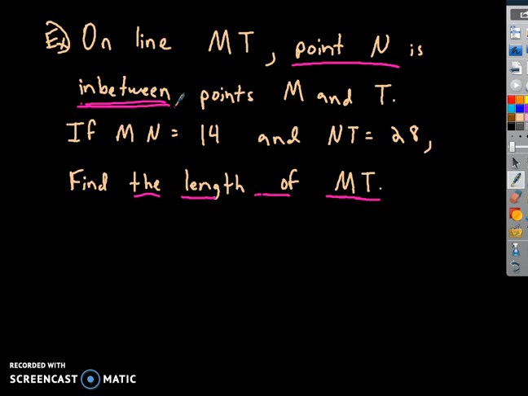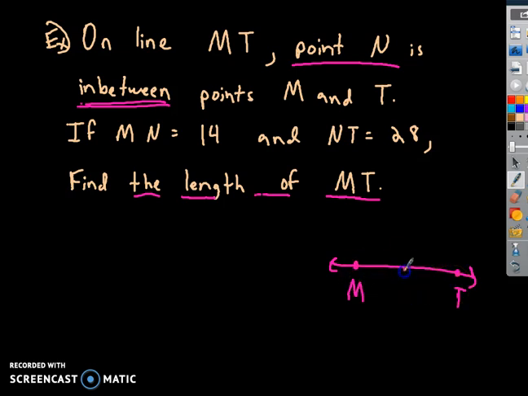So if I drew a picture of that, I got a line, so I do two arrows on the end. That line is named MT. And they said the point N is in between there. So I know N can't be over here, because over here it wouldn't be in between points M and T. It couldn't be over here either, because then it still wouldn't be in between points M and T. So I know it has to be somewhere in between there.